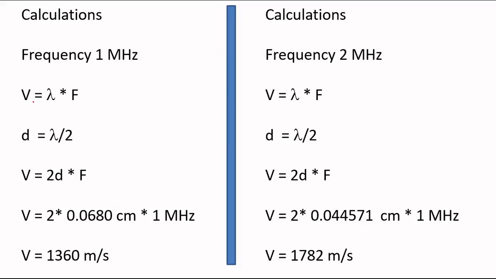So the velocity v is equal to lambda into frequency. The d was the average value we got, so this was lambda by 2. If I want to get the value of lambda, I need to multiply it by 2. So therefore it is 2d here, and the frequency is 1 megahertz, and the d value is this. The velocity that I calculated for the water medium is 1360 meter per second, and for another setup for 2 megahertz it came out as 1782 meter per second. The actual value for ultrasonic waves in the water medium is 1400 meter per second.